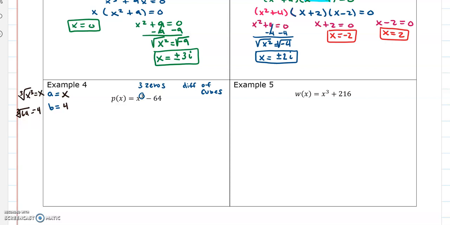So our a and our b, and then we're going to use the difference of cubes formula. So x minus 4, parentheses, and then we have a squared, so that's going to give you x squared, plus a times b, so x times 4, that's 4x, plus your b squared, so that's going to give you 16. Now, I can't continue factoring that x squared plus 4x plus 16, but I'm going to set both pieces equal to 0.